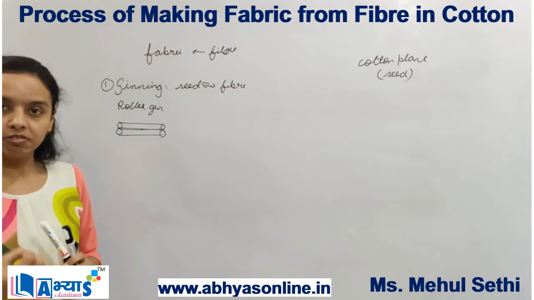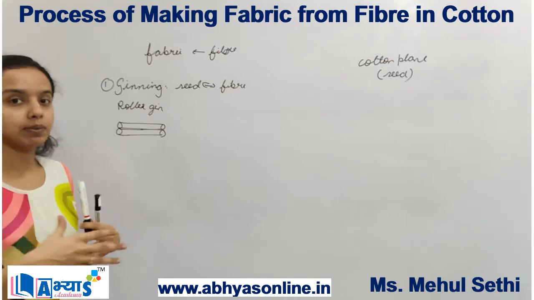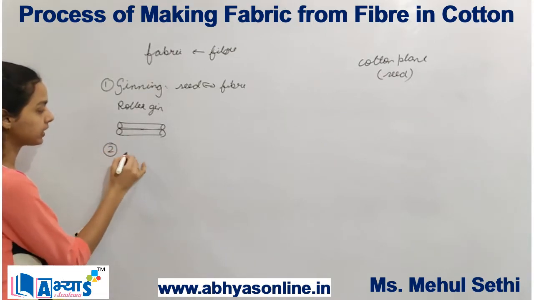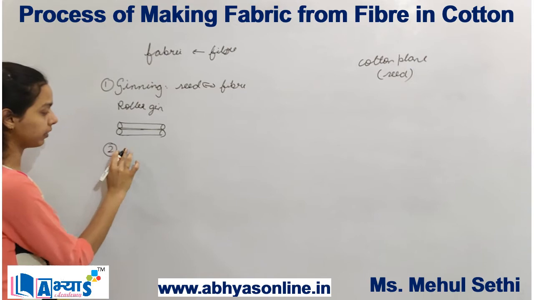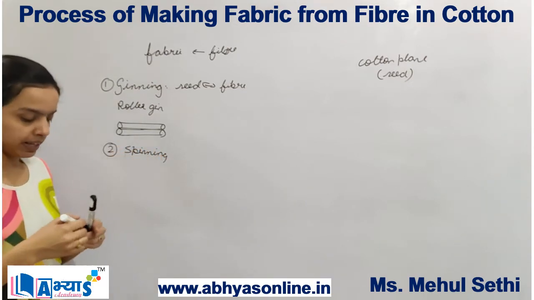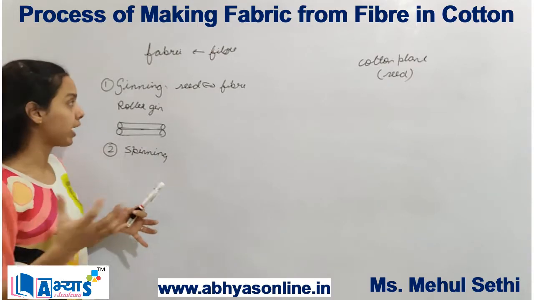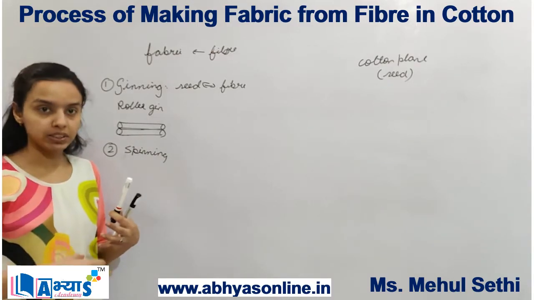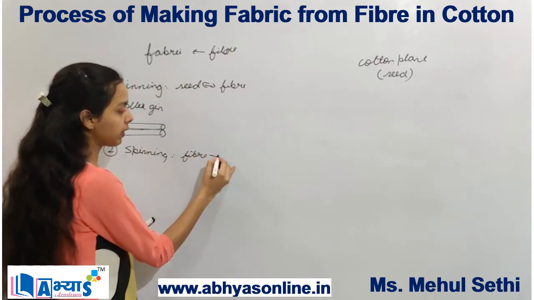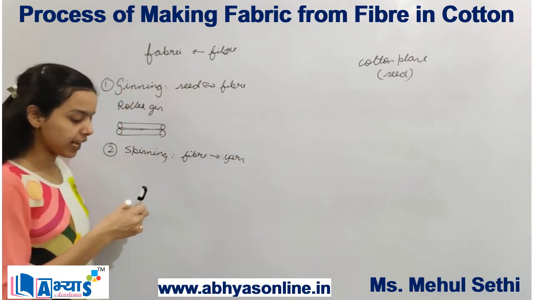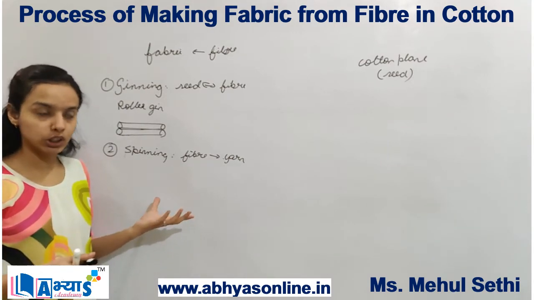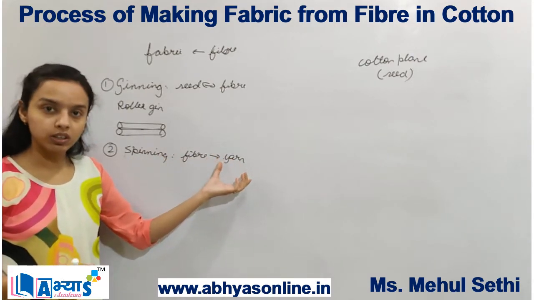Now when we have obtained the fiber, we have to combine these fibers. So the next step involved is spinning. Spinning is the process in which fibers are converted into a yarn. Yarn is actually a continuous thread of fiber. With the help of spinning machines, we can make fiber into yarn.